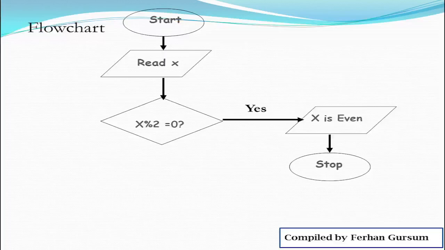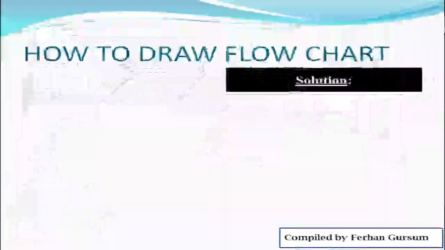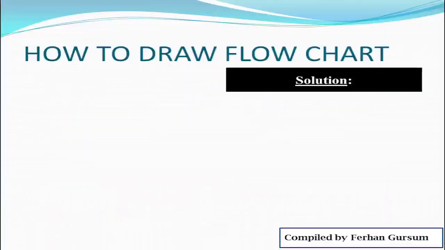This is end. But what about if it is no? If it is no, the flow of the program looks like this. The arrow shows the direction of flow of the program. So again we have to write the input output diagram, inside it x is odd. Then we have to say stop again. This is how to draw a flowchart. Let us see another example of how to draw a flowchart. Example 3.